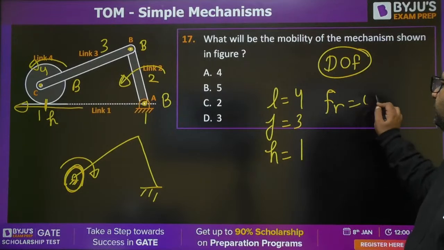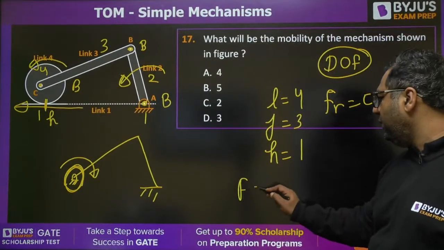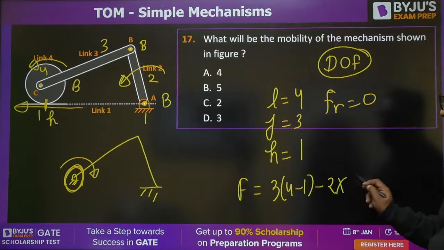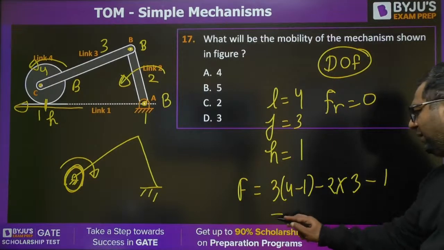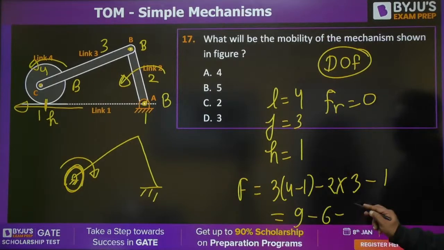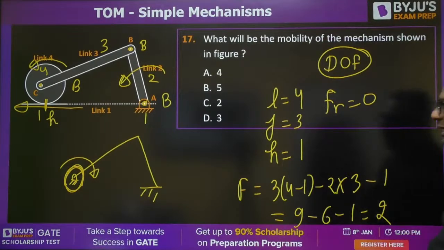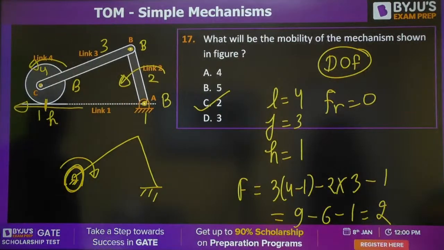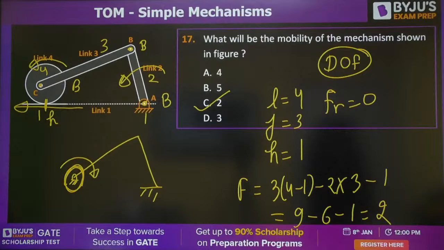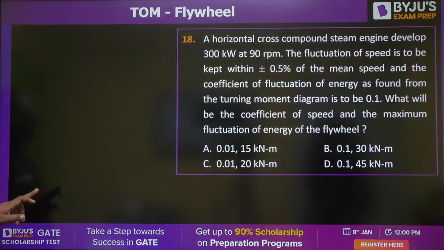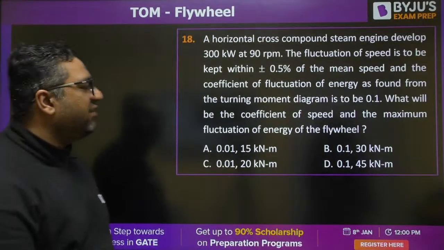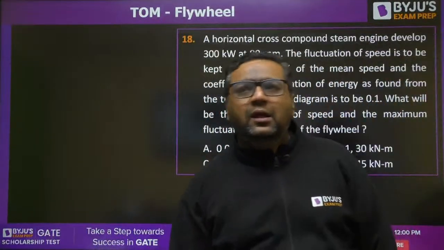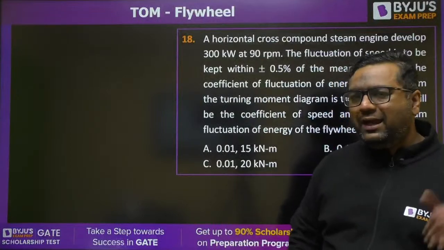Fr is 0. So degree of freedom would be 3 into 4 minus 1 minus 2 into 3 minus 1. So you would be getting 9 minus 6 minus 1. Degree of freedom would be 2. Answer would be C for this. Very good. Okay. Very good. So I feel this type of question generally students are having doubt. Now it is the first flywheel question. Continuous 5 questions we are having for flywheel, and we will solve them for today and I will leave you.